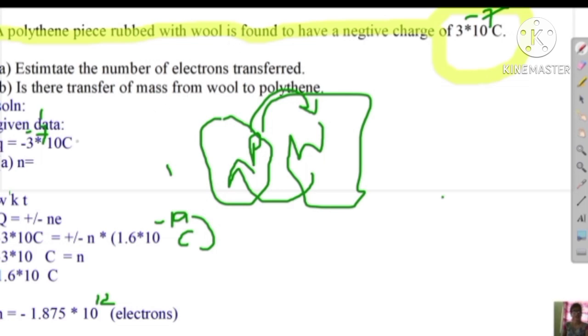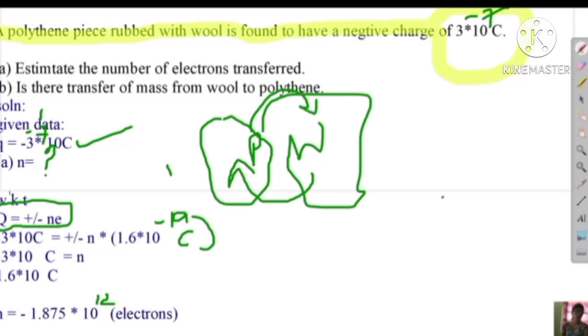As they have given a negative charge, we will write the given data as Q is equal to minus 3 into 10 to the power of minus 7 coulomb. And you have to calculate the value of n. Let us make it n is equal to question mark. We know that Q is equal to plus or minus ne. To calculate n, we have the formula Q is equal to plus or minus ne. So let us use this formula and substitute the values.